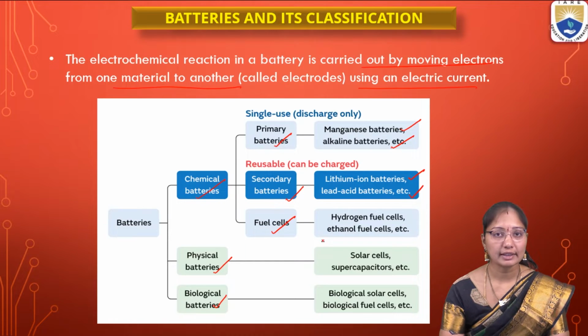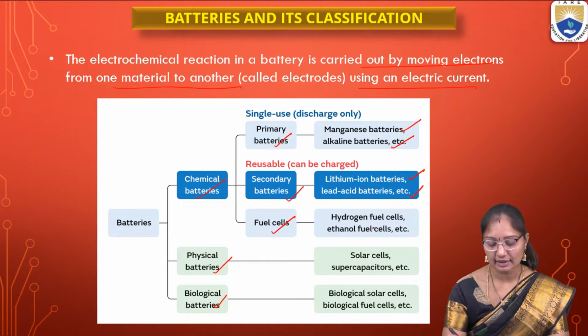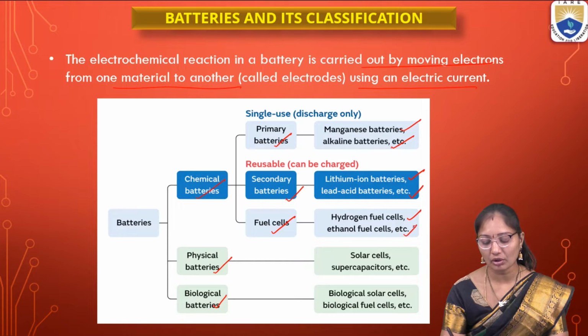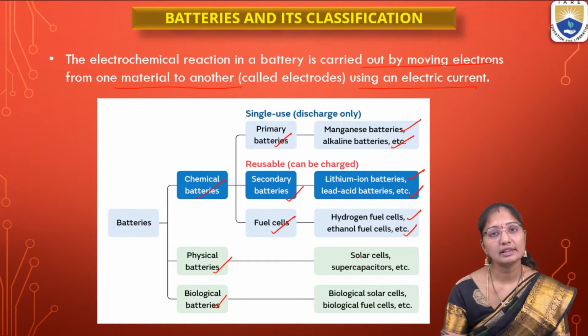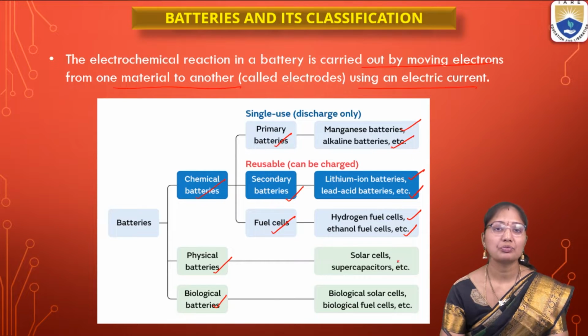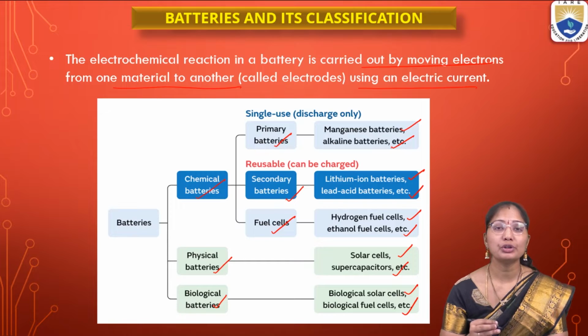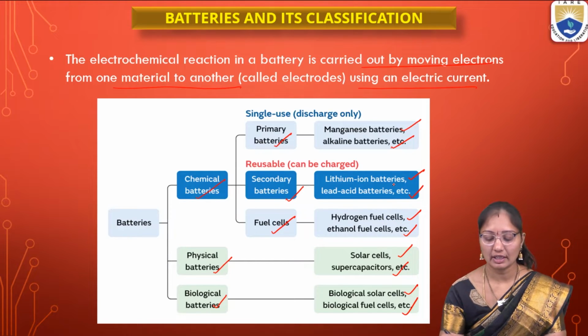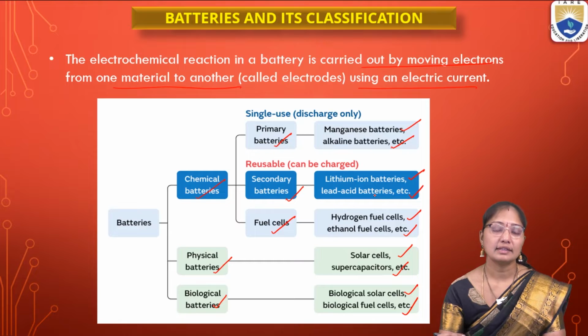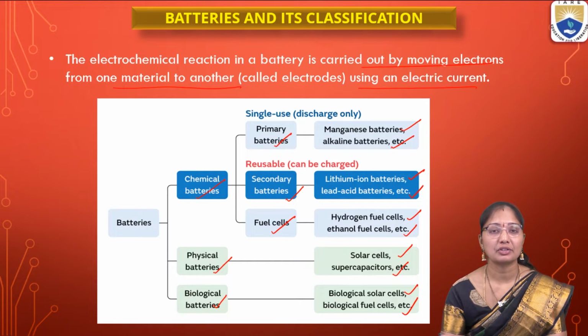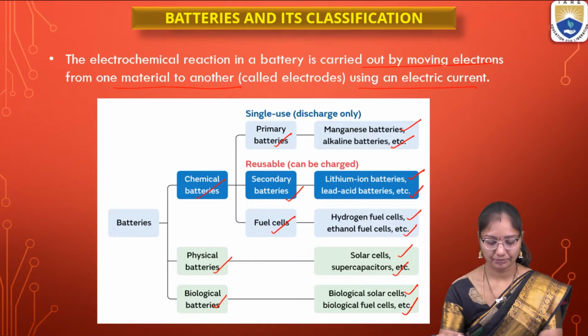Coming to the third category, which is called the fuel cells, the hydrogen fuel cells and ethanol fuel cells come under this category. Then physical batteries, which are the solar cells and supercapacitors, come under the physical battery category. Coming to the biological batteries, biological solar cells and biological fuel cells come under this category. We are going to see in detail these lithium ion, lead acid and manganese primary and secondary batteries.